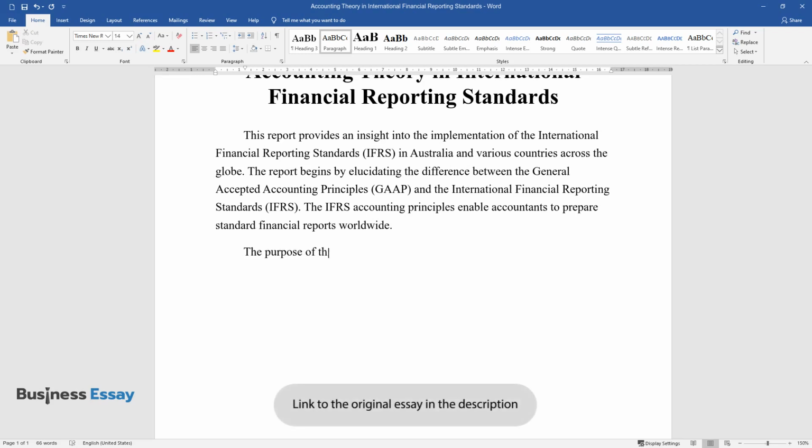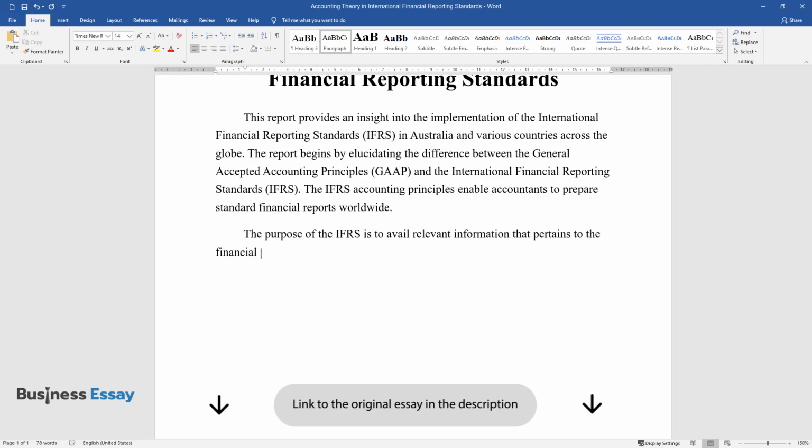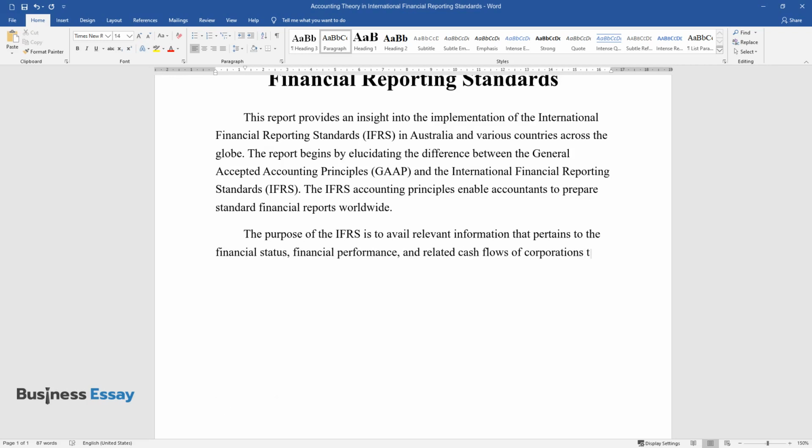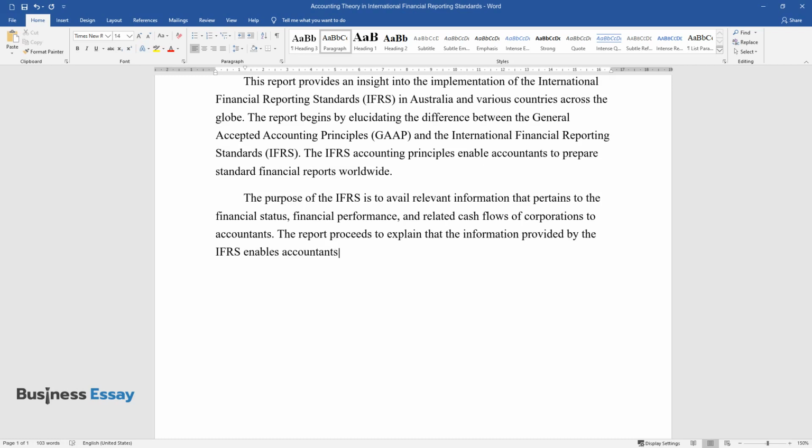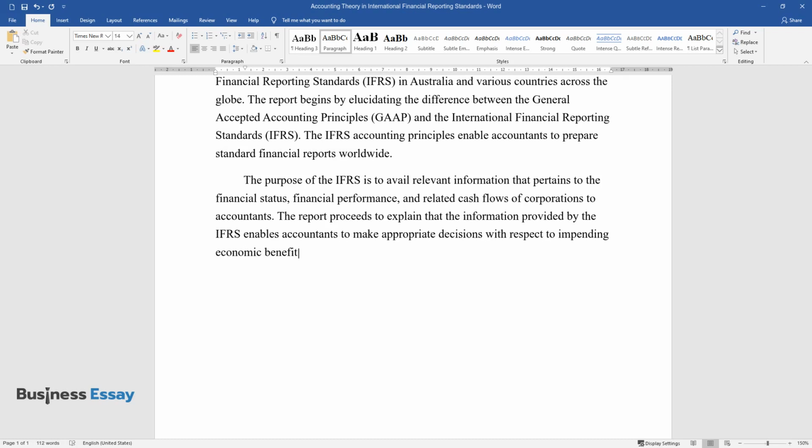The purpose of the IFRS is to avail relevant information that pertains to the financial status, financial performance, and related cash flows of corporations to accountants. The report proceeds to explain that the information provided by the IFRS enables accountants to make appropriate decisions with respect to impending economic benefits based on the current value of a company.